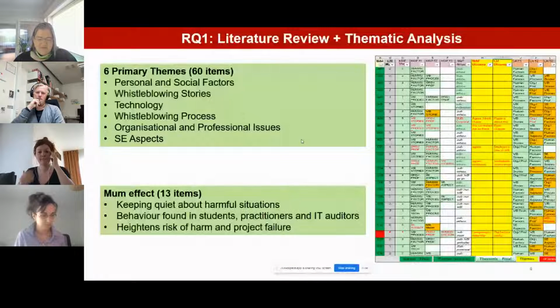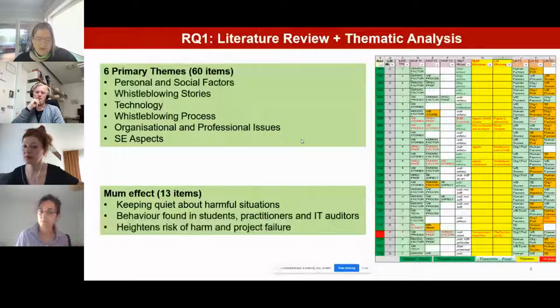We looked for items specifically about whistleblowing and about software engineering projects and products, based on the title, abstract, and keywords. We performed searches on the IEEE, ACM, and Scopus databases. We applied checks for software engineering relevancy and inclusion and exclusion criteria that gave us a final list of 60 items from the last 50 years.